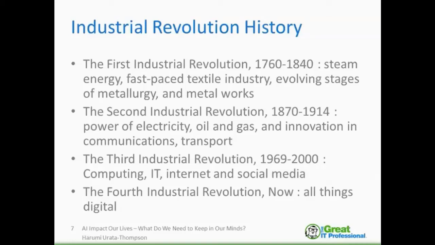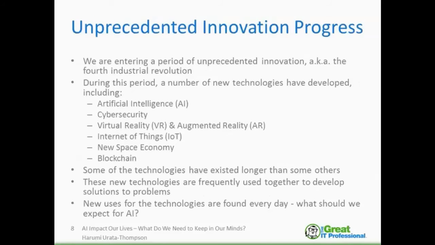And now the fourth industrial revolution, where all things digital are happening all together, some a little more advanced than others. Let's take a look at what that means. Unprecedented innovation progress.